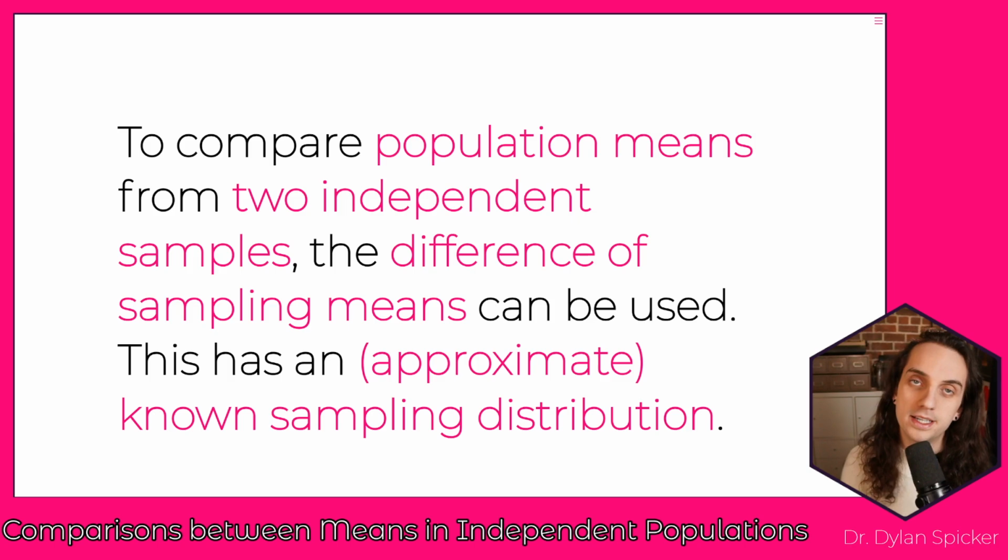Okay. So in order to compare population means from two independent samples, the differences of the sample means can be used. This has an approximately known sampling distribution. Specifically, it's going to be normal using either the central limit theorem or the population distributions directly. And through this, we're going to be able to conduct inferential procedures because we know what our estimator is, and then we know the sampling distribution, or we would know the null distribution. And so from here, we're going to be able to derive inferential procedures and actually test or estimate differences between independent population means.